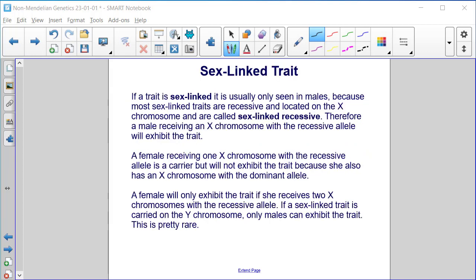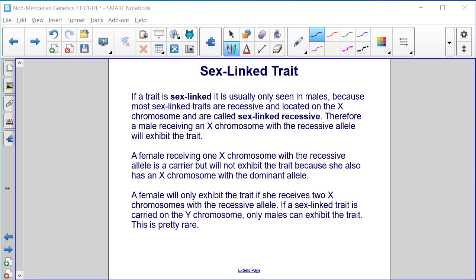Sex-linked trait. If a trait is sex-linked, it is usually only seen in males because most sex-linked traits are recessive and located on the X chromosome and are called sex-linked recessive. Therefore, a male receiving an X chromosome with the recessive allele will exhibit the trait. A female receiving one X chromosome with the recessive allele is a carrier, but will not exhibit the trait because she also has an X chromosome with the dominant allele.